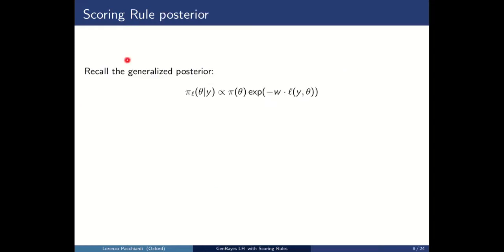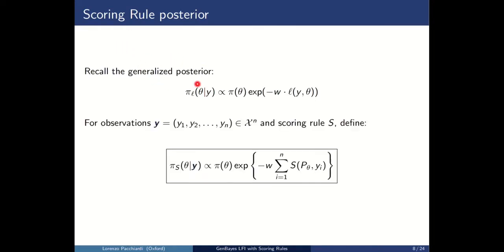Right, so now let's get back to the generalized posterior, and we want to write down the form for the scoring rule posterior. As I mentioned before, we will replace this L with a scoring rule between p theta and y, and we also consider here multiple observations y1 up to yn. The scoring rule posterior is defined as being proportional to the prior times this exponential term, where you have w, which is the scalar weight, and the sum of scoring rules over all observations which you have.